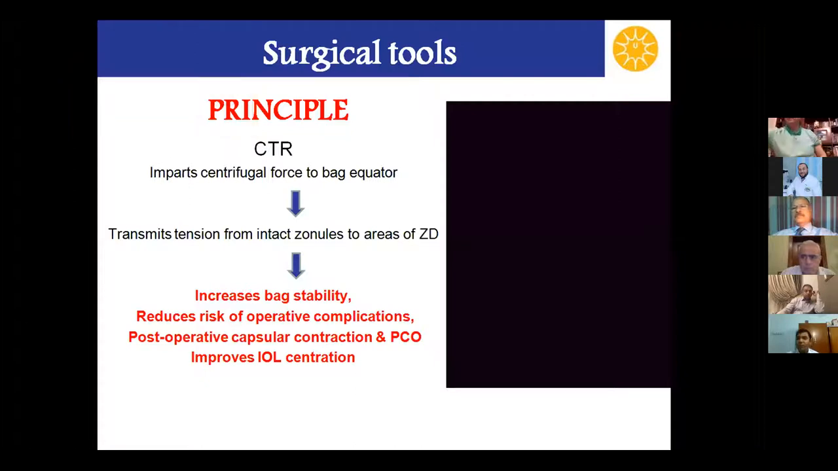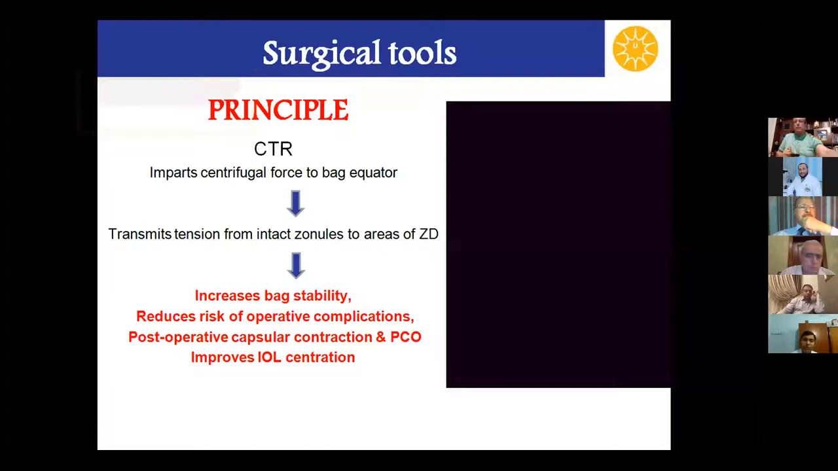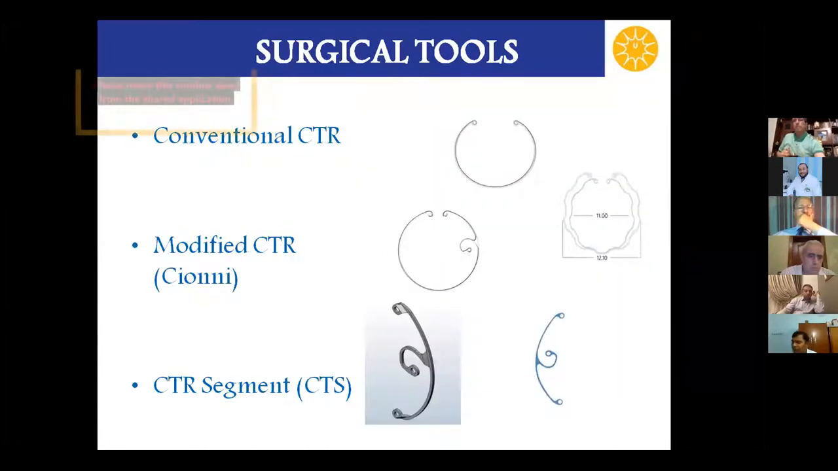The capsular tension ring imparts centrifugal force to the bag and transfers the tension from the intact zonules to the area of the zonular dialysis. The advantage is that it increases bag stability and reduces the risk of operative complications and postoperative capsular contraction. Many studies say PCO formation is also reduced with implantation of the CTR, and IOL centration improves also.